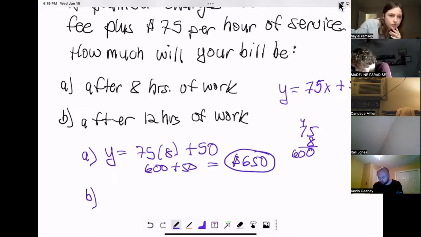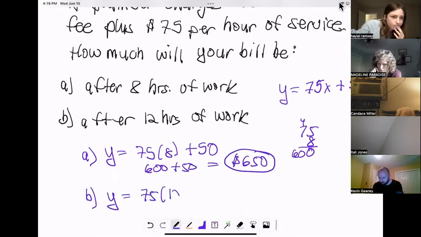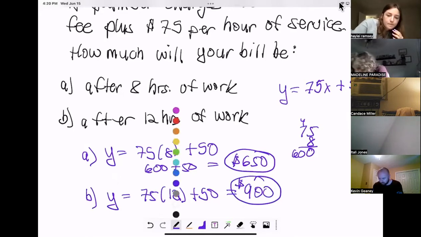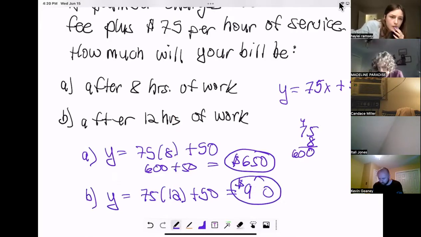And B, now I just do it for 12 hours. Y equals 75 times 12 plus 50. I'll let you go. One of you guys tell me what the answer is. 900. Perfect. $900. It's 950 for the total. Oh, 900. Okay, gotcha. Oh yeah, 950. I'm sorry. I just went and put the answer down. So it's 950. Perfect.